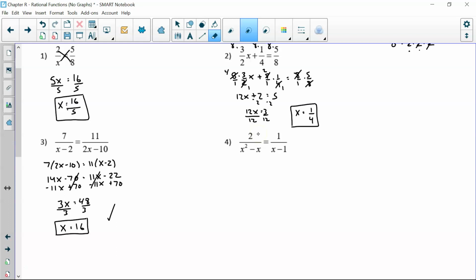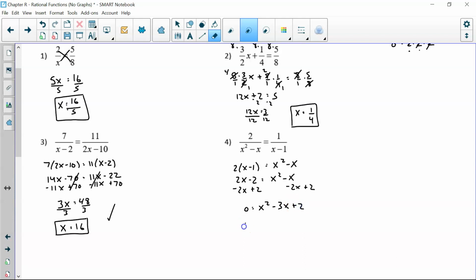Now, for problem number 4, once again, it's a proportion, we cross multiply. You get 2 times the quantity of x minus 1 equals x squared minus x. So 2x minus 2 equals x squared minus x. It's a quadratic. We have to get it equal to 0. Subtract 2x from both sides. And we can add 2 to both sides. So 0 equals x squared minus 3x plus 2.